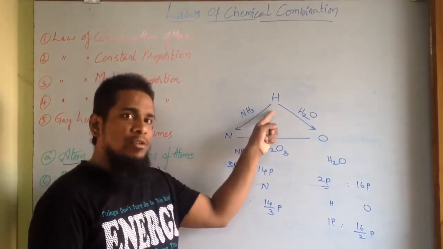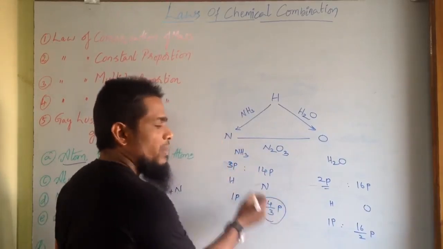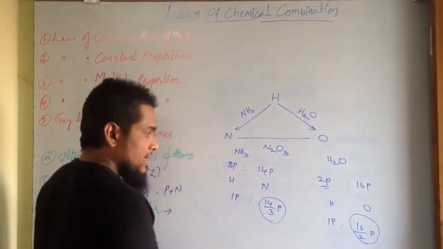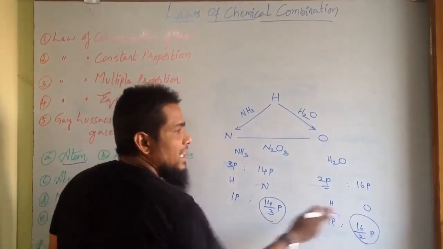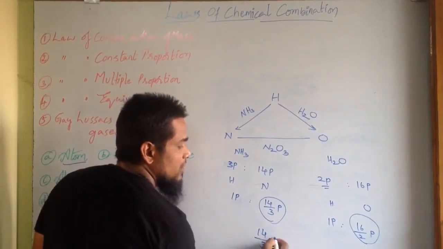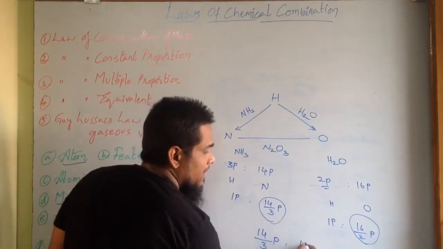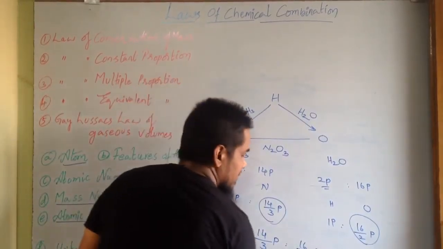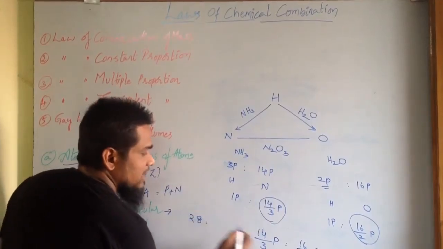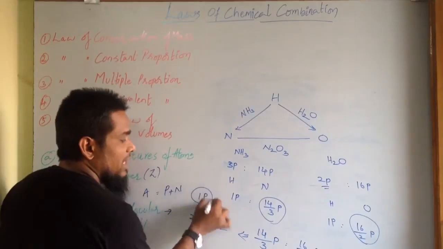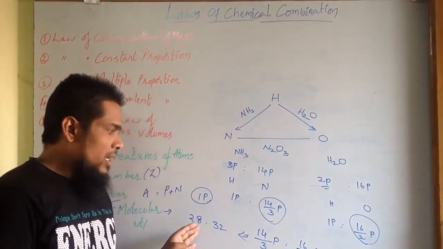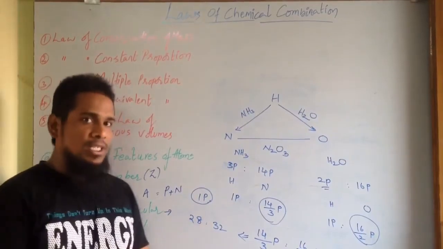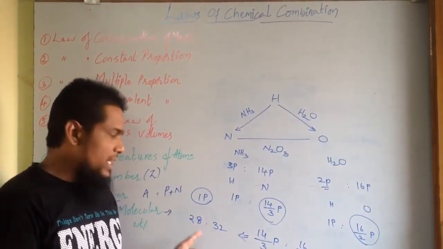That means 1 part of hydrogen is combining with 14 by 3 parts of nitrogen, and 1 part of hydrogen is combining with 16 by 2 parts of oxygen. So what is the ratio of nitrogen and oxygen combining with 1 part of hydrogen? The ratio is 14 by 3 is to 16 by 2. If we simplify this by cross multiplying, we get 28 is to 32. With 1 part of hydrogen, the ratio of nitrogen and oxygen combining is 28 is to 32.